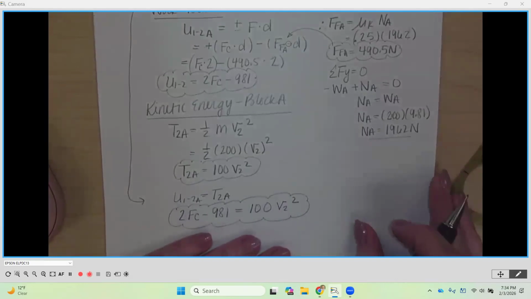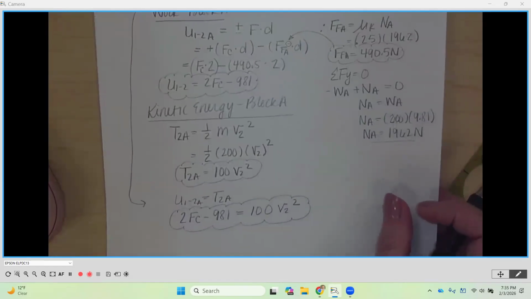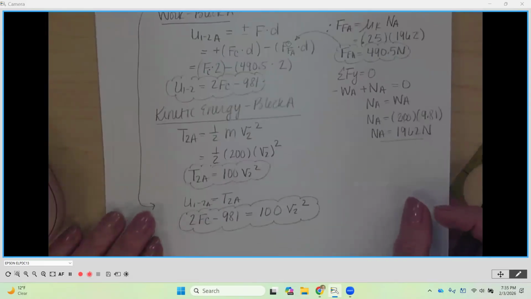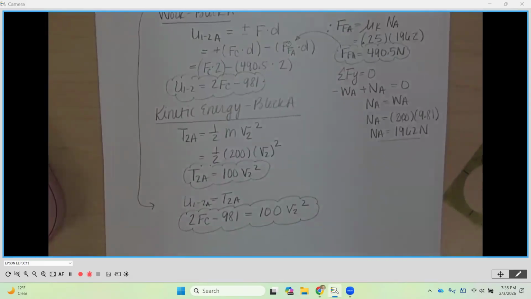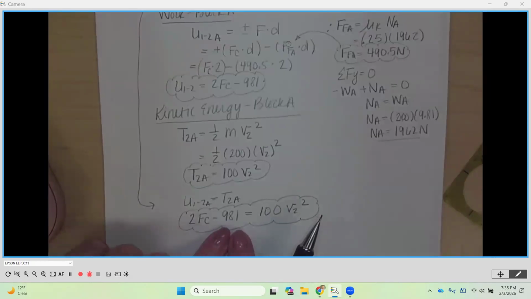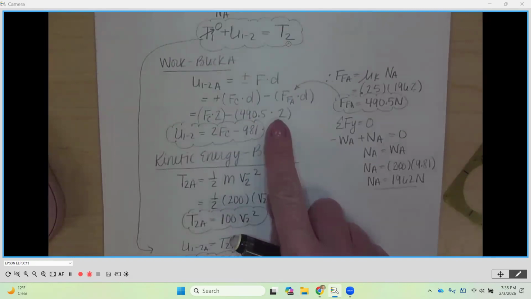So let's look at block B. Okay. Let's go to block B. Do you need to look at this yet? Okay, I will hold on. Where did the 981 come from? It came from 2 times 490.5. Yep, yep.